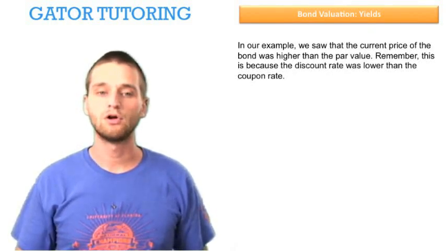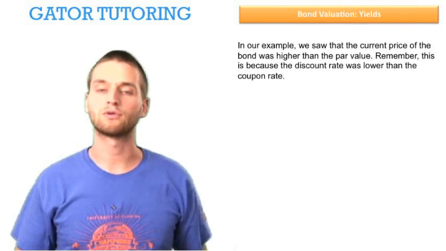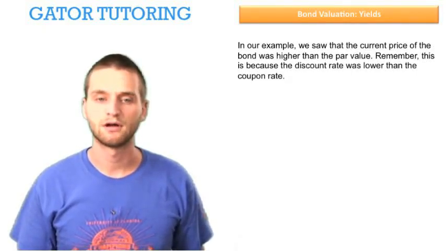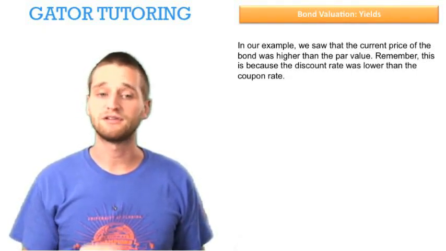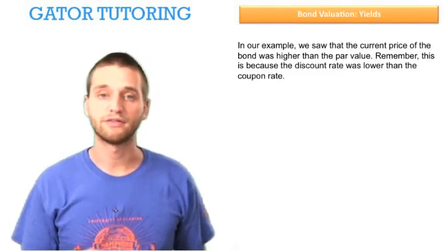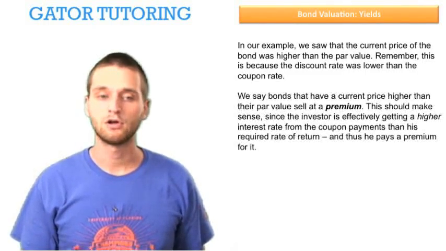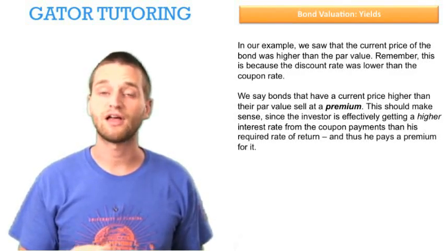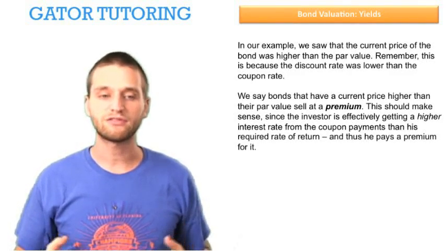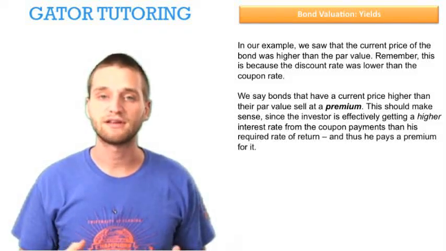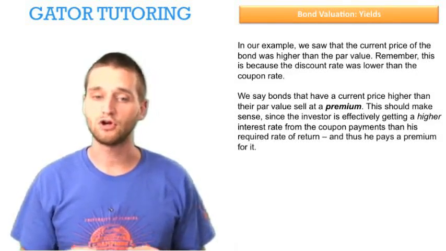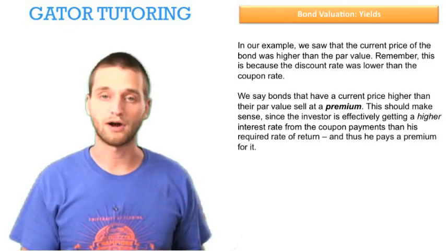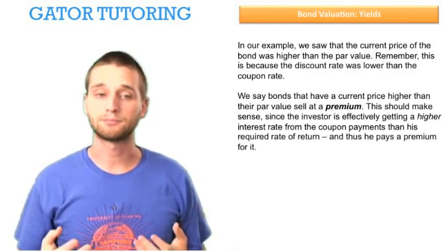In our example, we saw that the current price of the bond was higher than the par value. Remember, this is because the discount rate was lower than the coupon rate. We say bonds that have a current price higher than their par value sell at a premium. This should make sense since the investor is effectively getting a higher interest rate from the coupon payments than his required rate of return, and thus he pays a premium for it.